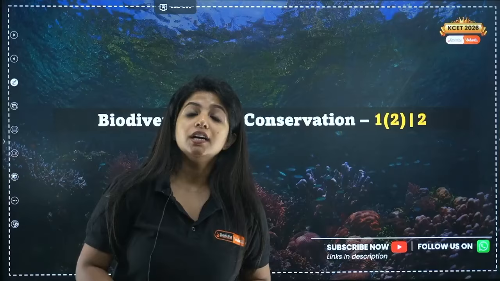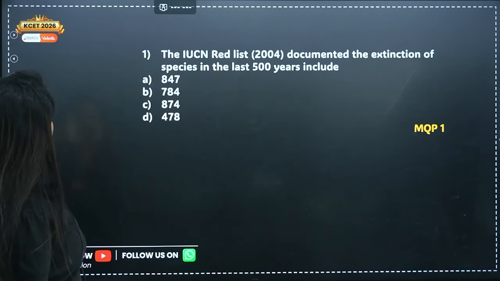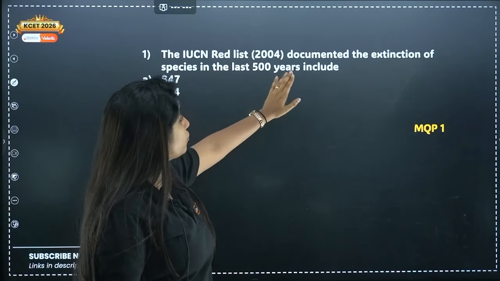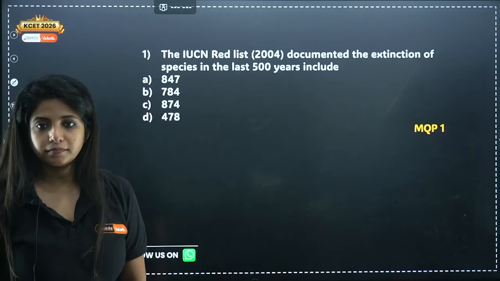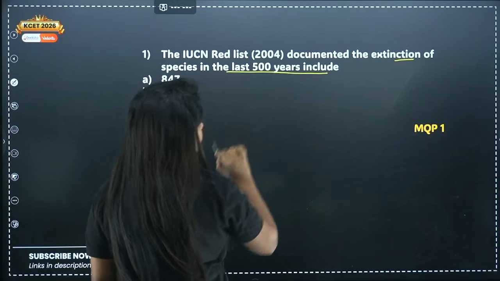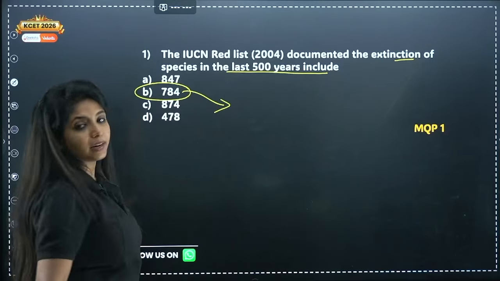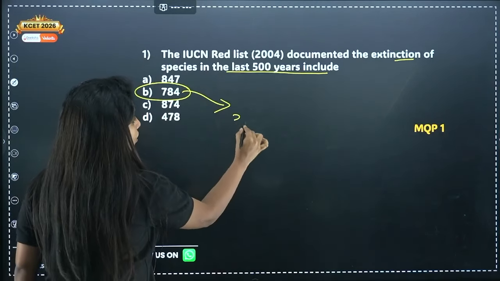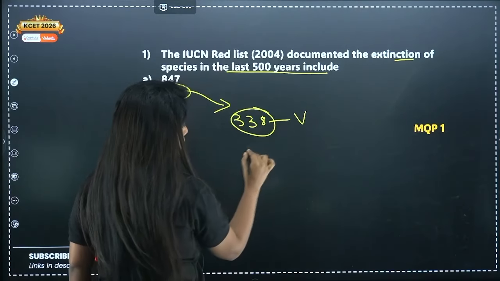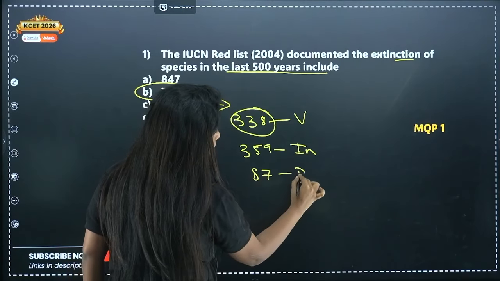Here you are going to get 2 1-marker questions and 1 2-marker question. Okay, so let's see the questions. The IUCN Red List 2004 documented the extinction of species in the last 500 years include what? How many species were there? 784, my dear children. In that, 338 of them were vertebrates, 359 were invertebrates, 87 were basically plants.